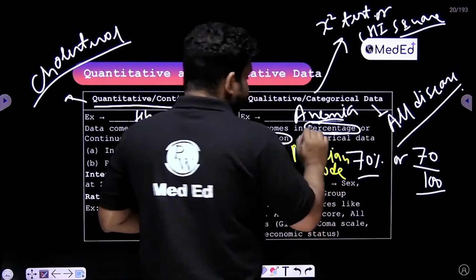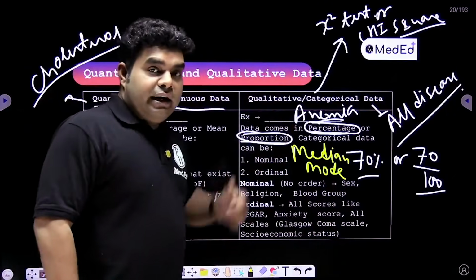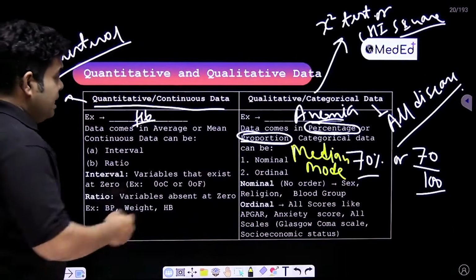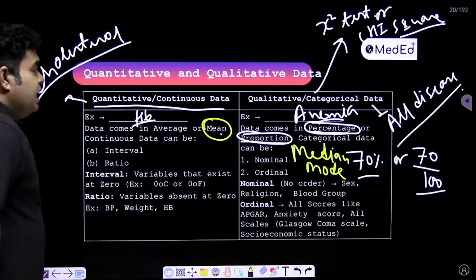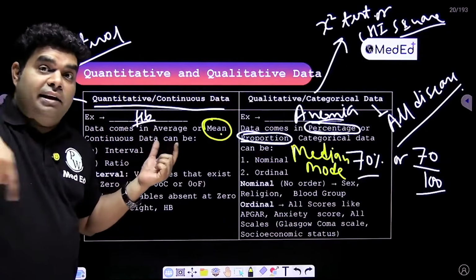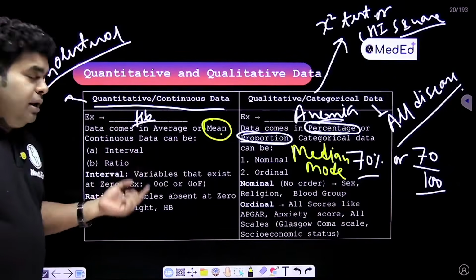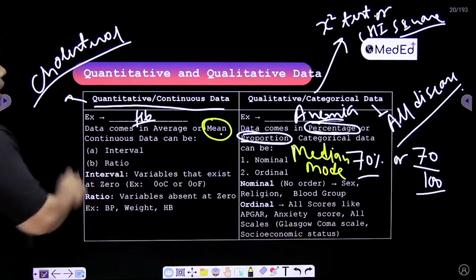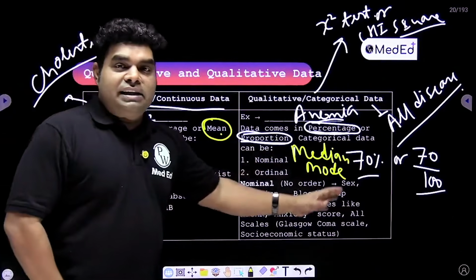Again and again asked in INICET exam. Median, mode, qualitative. But if we talk about mean or average, mean is for continuous data. For example, I can measure the mean hemoglobin of the class. Average hemoglobin I can measure. So hemoglobin, cholesterol, they all are quantitative, and all diseases are qualitative.